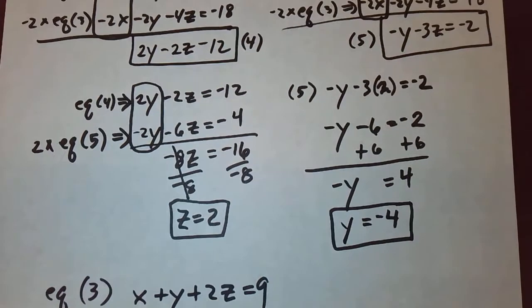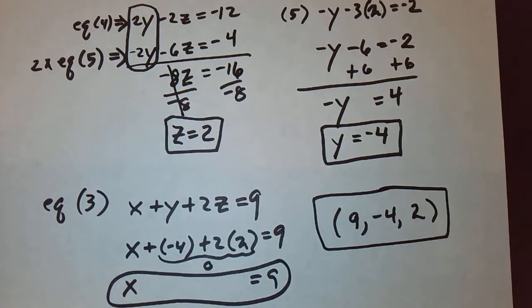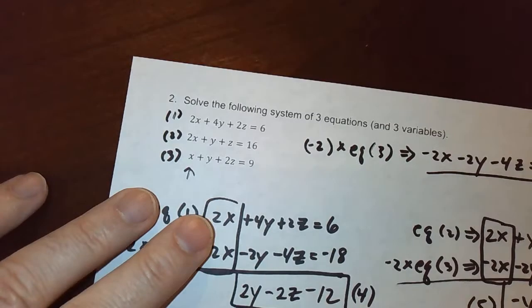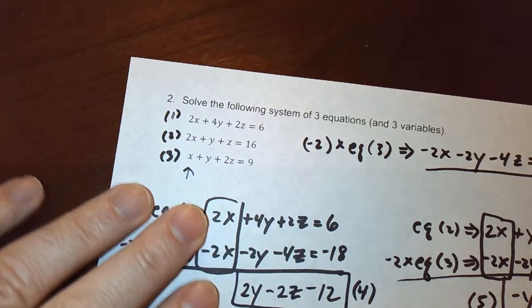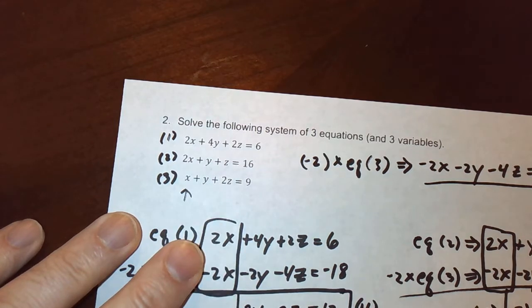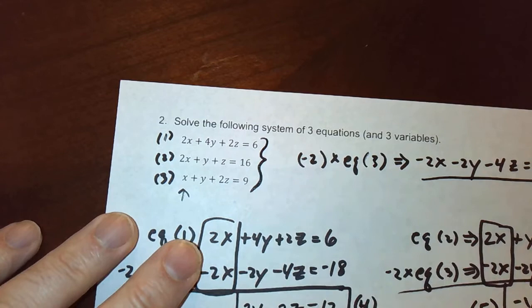So the way we would write this is x, y, z. X is a 9. Y is a negative 4. Z is a 2. This is the ordered triple that gives us the solution. X equals 9, y equals negative 4, z equals 2. If you plug it into all 3 of these equations, you'll get a true statement. So this is the solution to all 3. It's a solution to all of them. It is the one single solution to the entire system of equations.